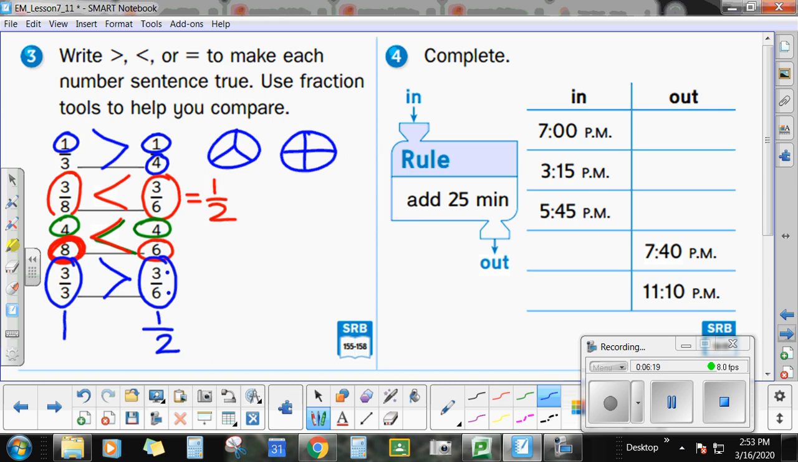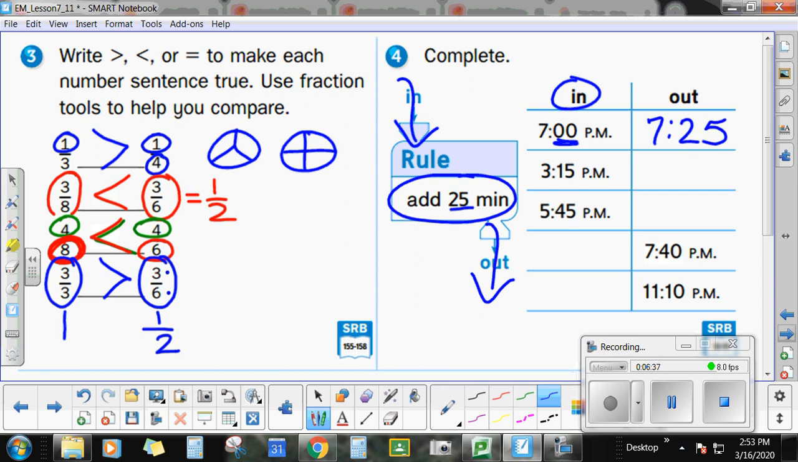All right, so we're going to complete the input-output table. Remember, whatever goes in has to follow this rule, and then a new number will come out. So if I put 7 o'clock in and I'm adding 25 minutes, of course, 0 minutes plus 25 minutes would be 7:25. Right, if I put 3:15 into the machine and I add 25 minutes, 15 minutes plus 25 minutes would give me what? 40 minutes, right? It didn't go past the hour, so the 3 is going to stay the same, 3:40.